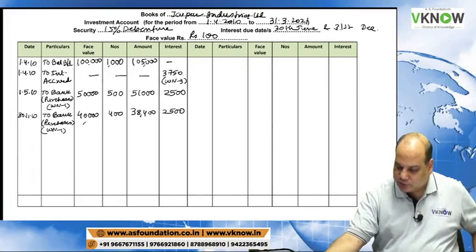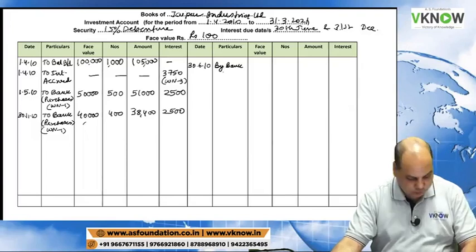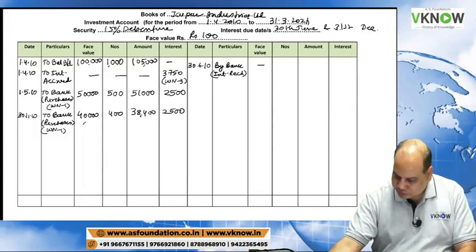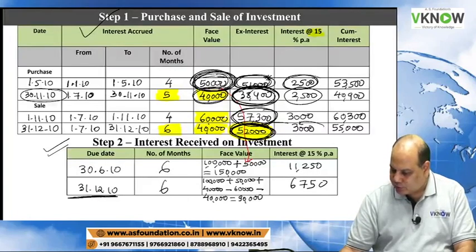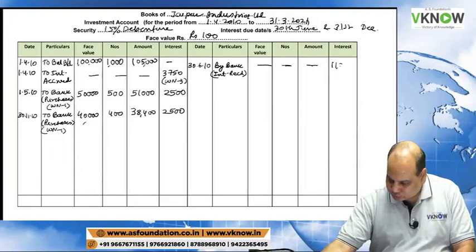Then come to the credit side. Credit side, 30th June 10, by bank, interest received. Go to working note 2. This is below working note 2, 11250.